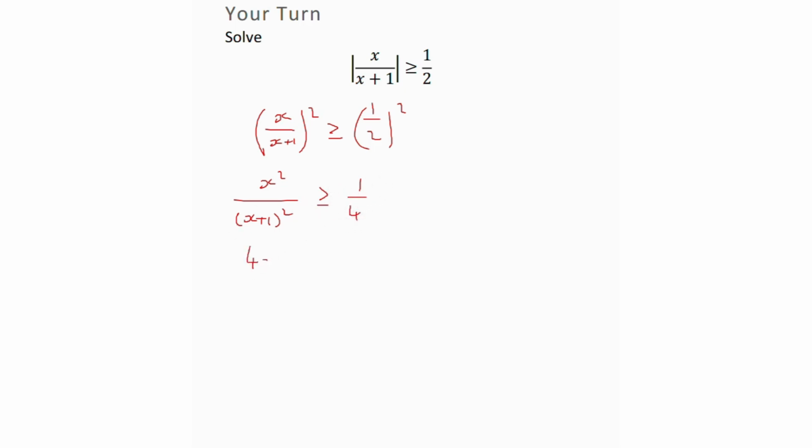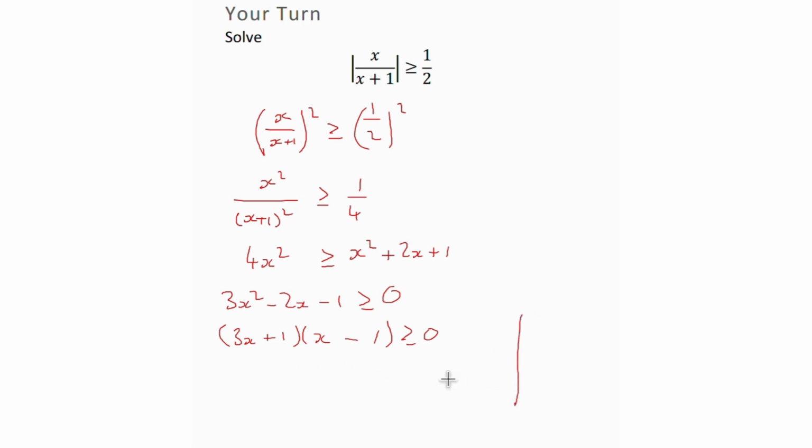Multiplying through this algebraic fraction, I get 4x squared is bigger than or equal to x squared plus 2x plus 1 when I expand this, which means 3x squared minus 2x minus 1 is bigger than or equal to 0. I can factorize this into (3x plus 1)(x minus 1).